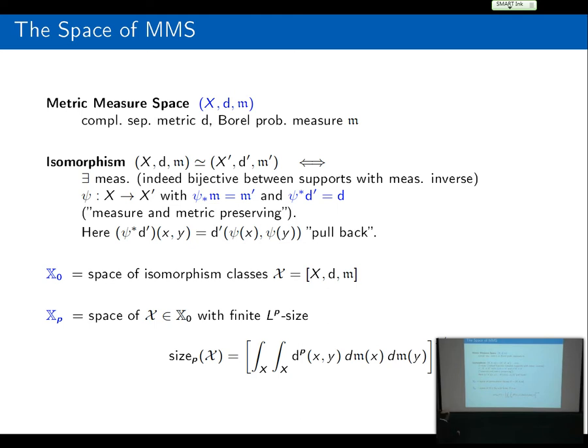I should say the message of this talk is that if you choose p between 1 and infinity, it's a really very interesting theory, in particular for p equal 2. For p equal infinity or p equal 0, it's more towards things which have been studied before. But the power comes if you choose really a Hilbert norm for this.